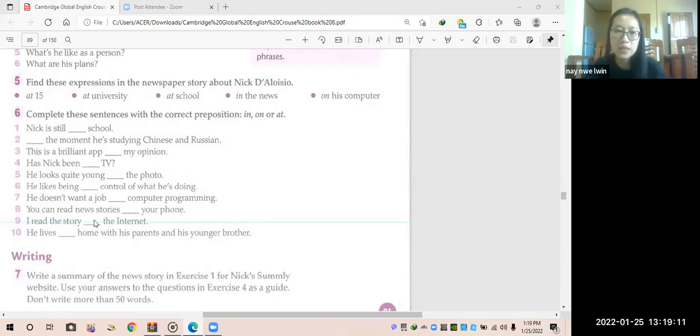And 8, you can read a news story on your phone. Yes, on your phone. And 9, I read a story on the internet. On the internet.